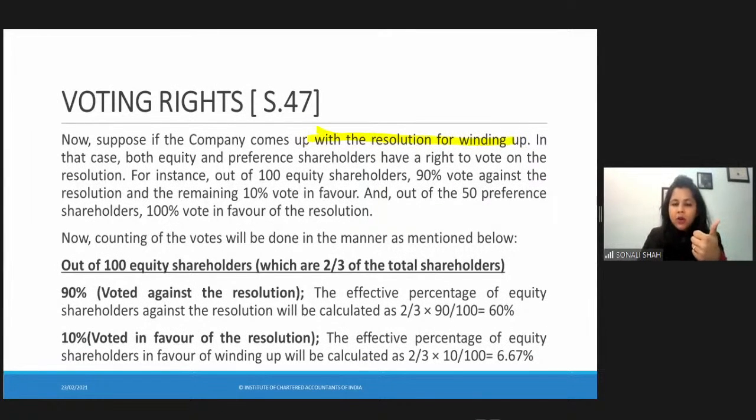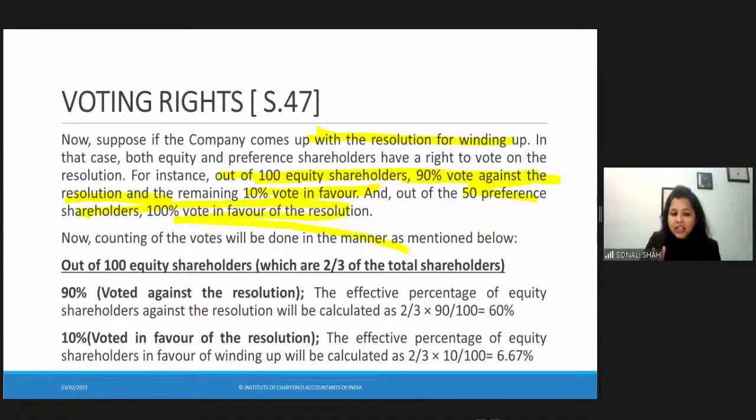An equity share capital holder can vote in every resolution placed before the company. A preference shareholder can also vote when the resolution is for the winding up of the company. That means both the equity and the preference shareholders can vote on this resolution. Now, for example, out of 100 equity shareholders, 90% vote against the resolution and 10% vote in favor. Among 50 preference shareholders, 100% vote in favor of the resolution.